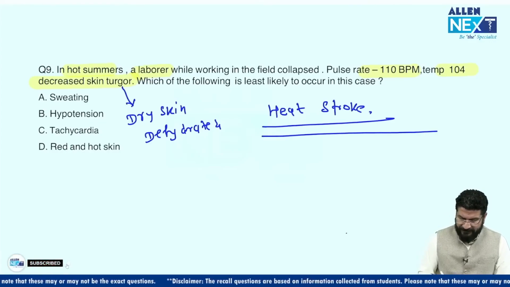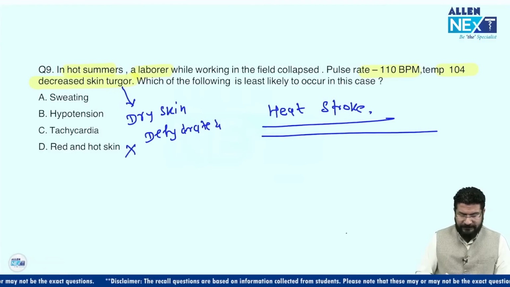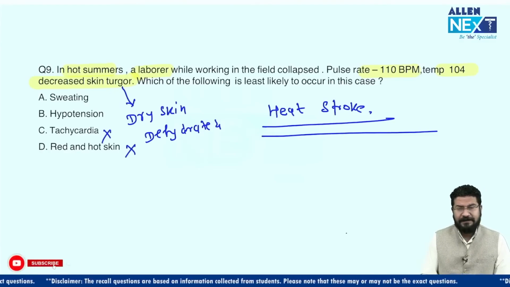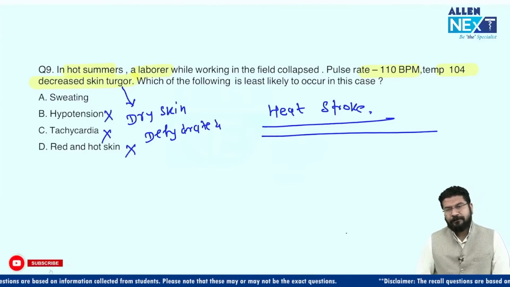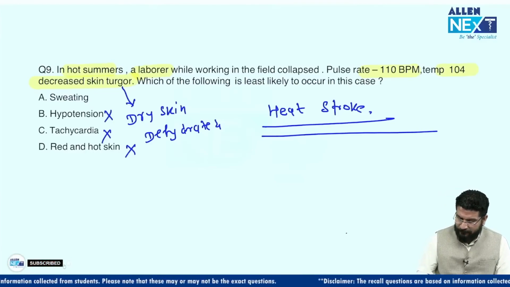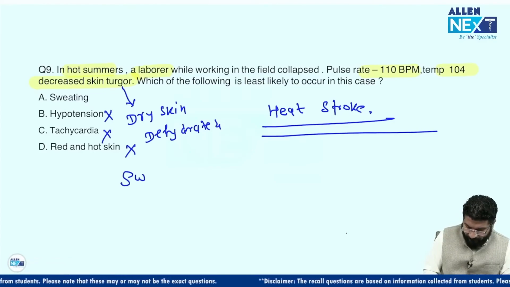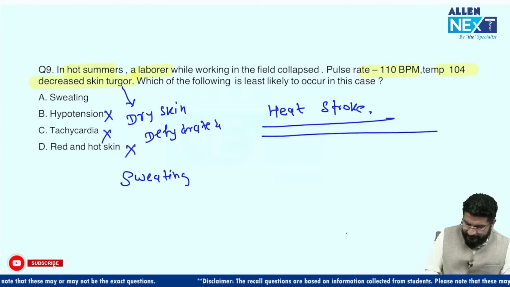In heat stroke, can you see red hot skin? Yes. Do we see tachycardia? Yes, we see it, and hypotension, that's why the patient is collapsing. Sweating, remember, can be seen in another. So remember, sweating is a feature you can see in exertional heat stroke.